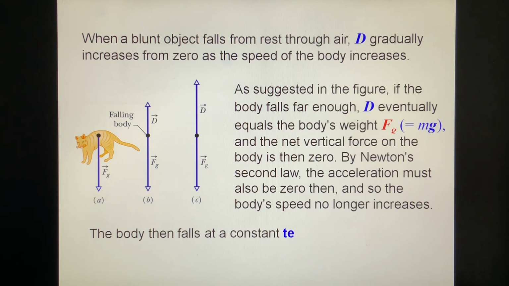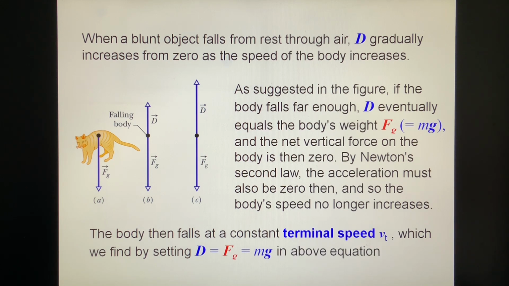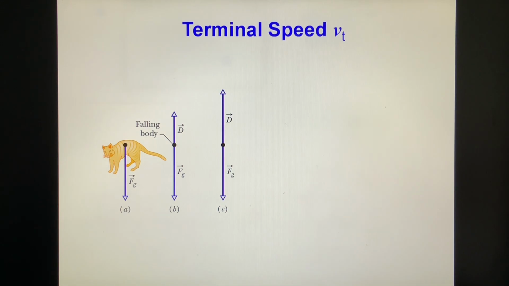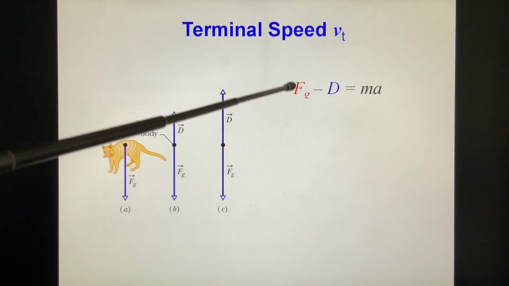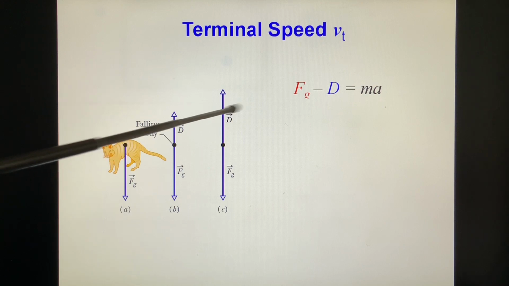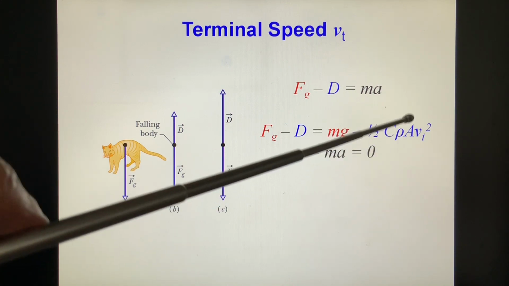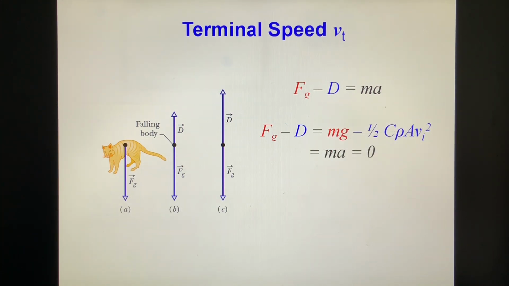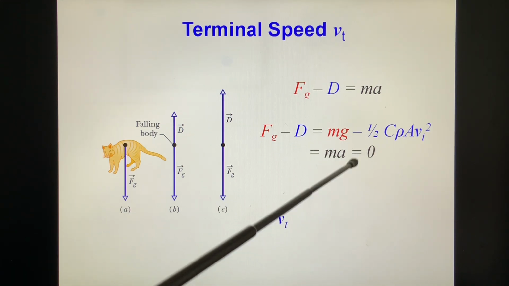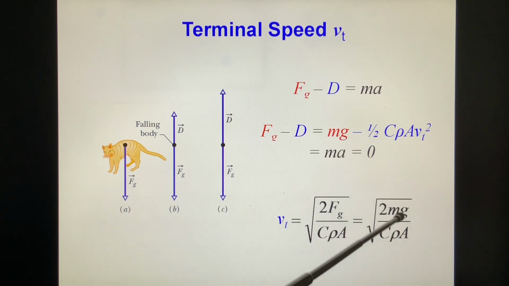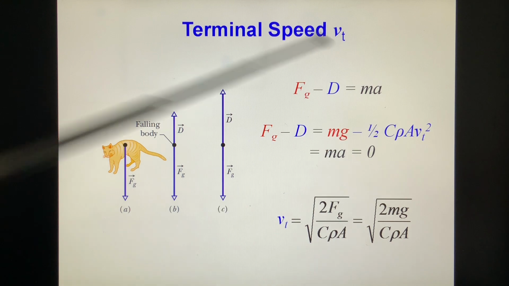The body then falls at constant terminal speed, vt, which we find by setting D equal to mg in the above equation. Terminal speed vt: Fg minus D equals ma equals 0, and this D is half C rho A vt squared. So this way we find vt. vt equals the square root of 2mg over C rho A.